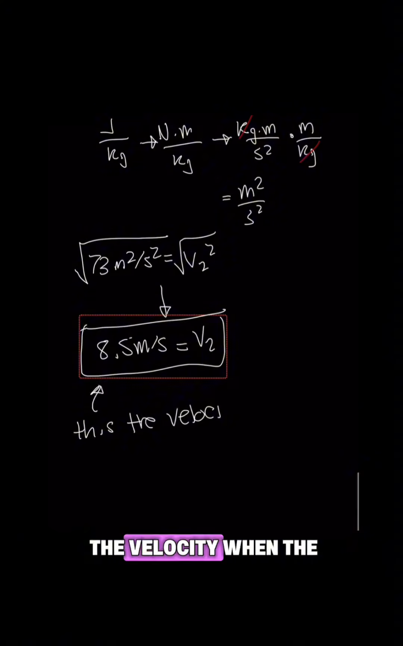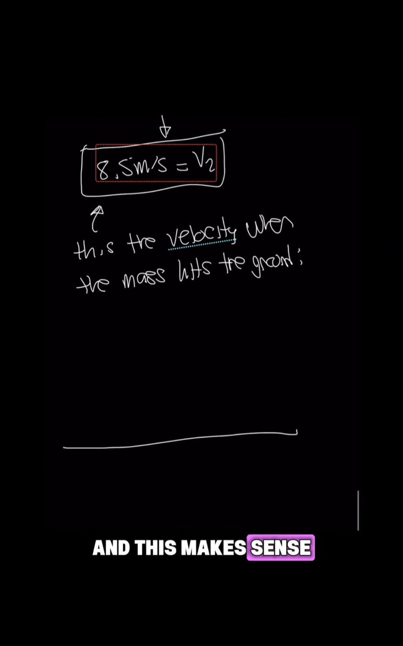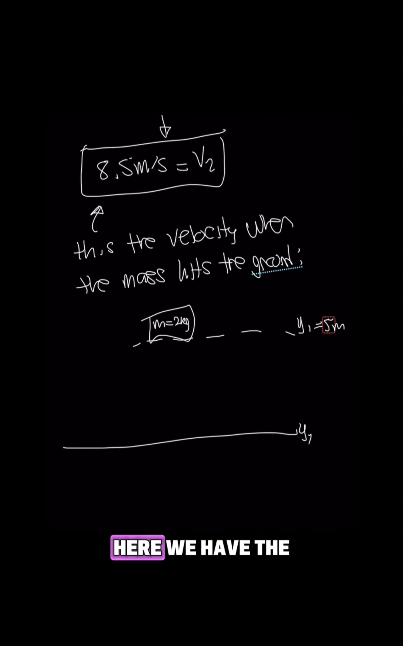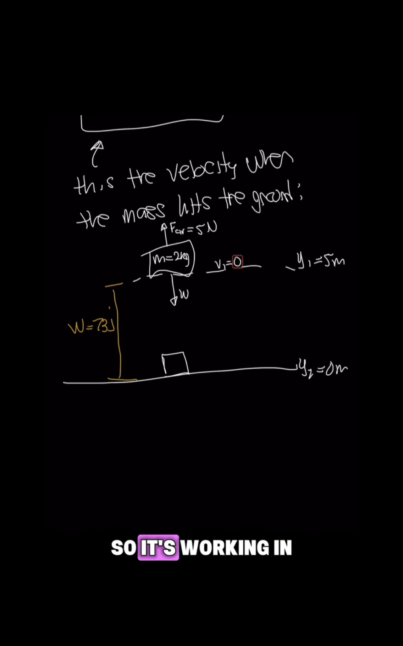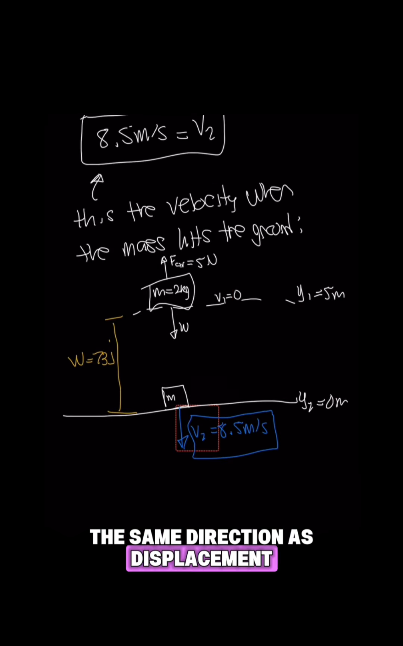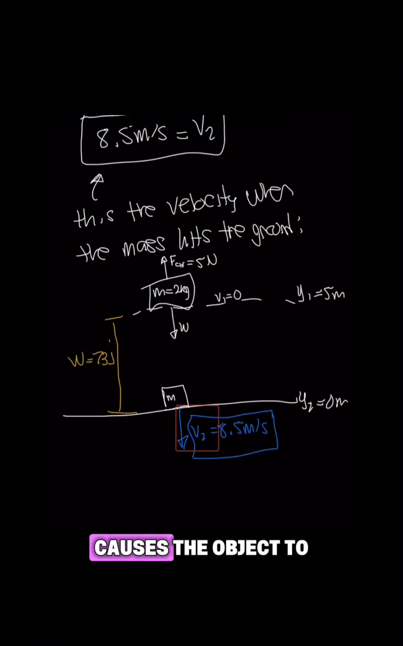So this can be the velocity when the mass hits the ground. And this makes sense because if we look at our diagram here, we have the mass falling down and we have work being 73 joules, and it's positive, so it's working in the same direction as displacement, which means this positive work being applied causes the object to increase speed. So this final answer makes sense.